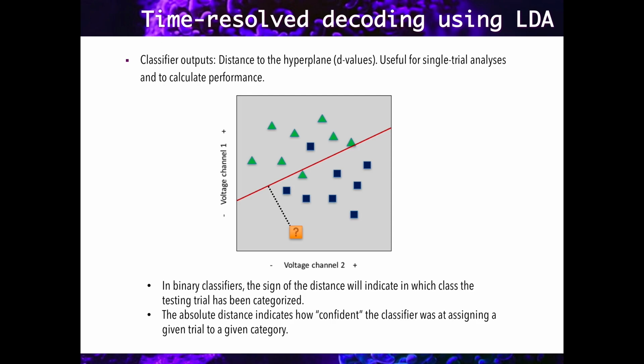In a binary classification, the sign of this d value will tell us to which category the trial has been assigned. That is totally up to us. We can say that positive values are associated with one category, like animals, and negative with the other category, like objects. Also, apart from the sign, we can check how far this data point is from the hyperplane, giving us a parametric measure that we can use as an index of how confident the classifier is in assigning this trial to one category. So the bigger the distance to the hyperplane, the more confident.